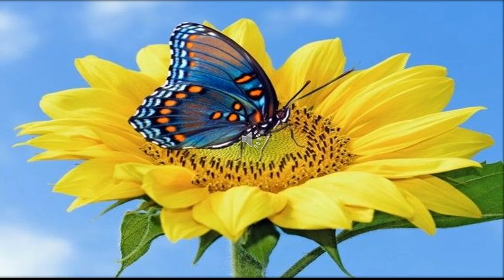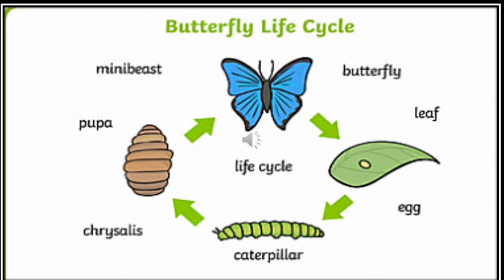Okay? Butterflies lay eggs. Yes, tell me. Wow, you know that too? That's nice. Butterflies lay eggs on leaf and from there it grows as a caterpillar. From caterpillar, it forms a pupa. You can see the pupa here. And then it grows as a colorful butterfly.